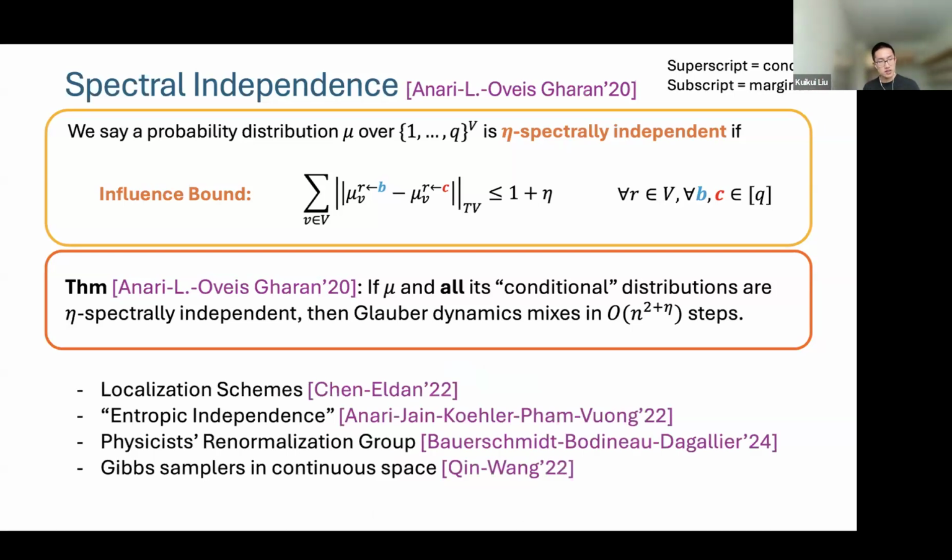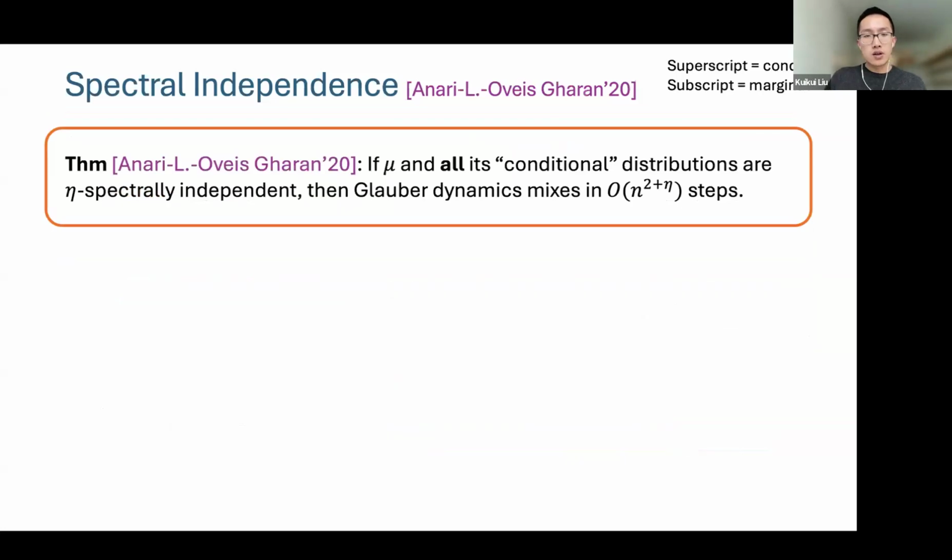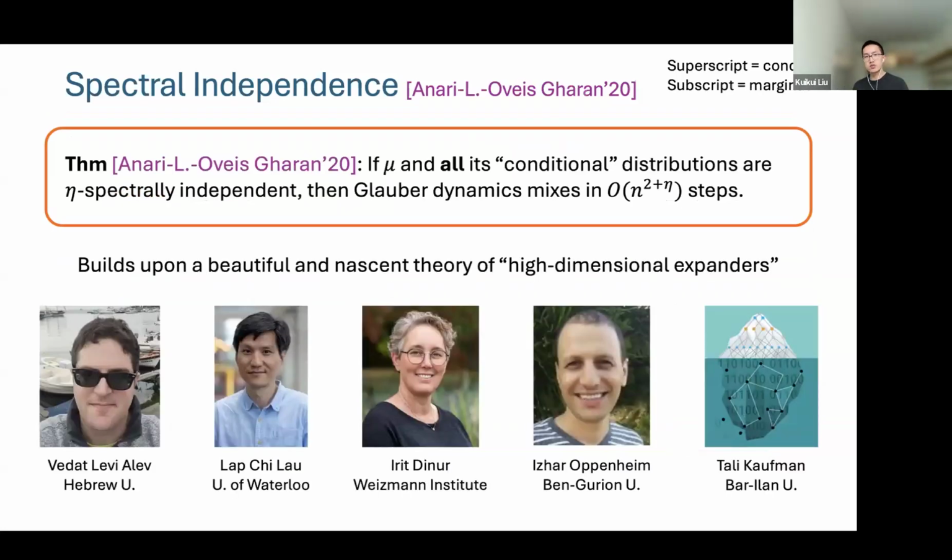I also want to mention that since then, there have been generalizations and strengthenings of the spectral independence framework that make it applicable to many other settings. In particular, one I want to highlight is the localization schemes framework of Chen and Eldan. And I also want to mention that these results really built upon a beautiful and nascent theory of high-dimensional expanders, which was pioneered by the following researchers.